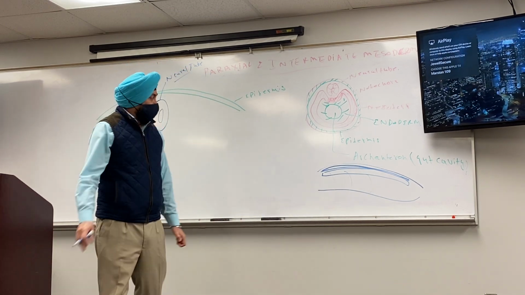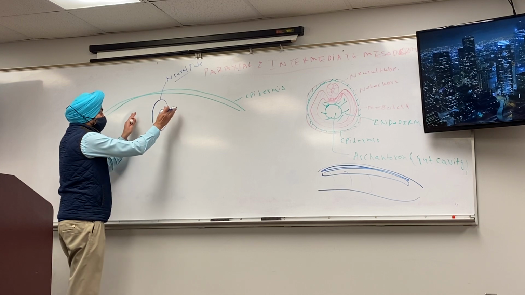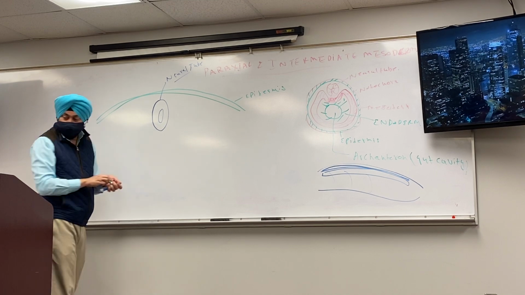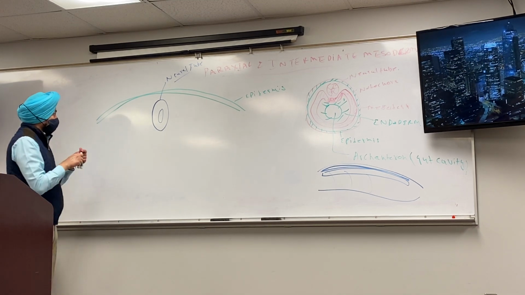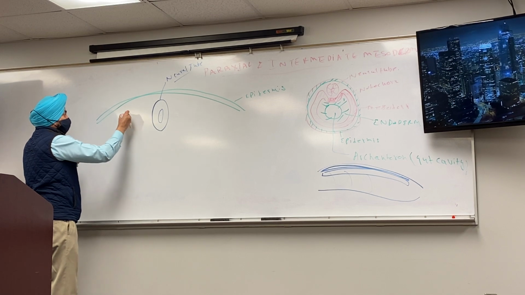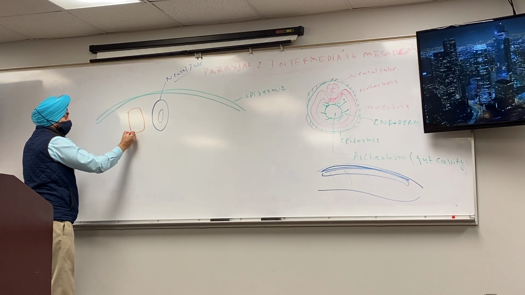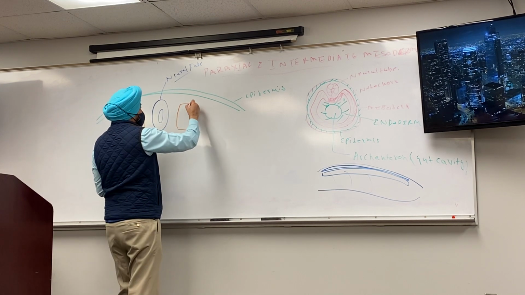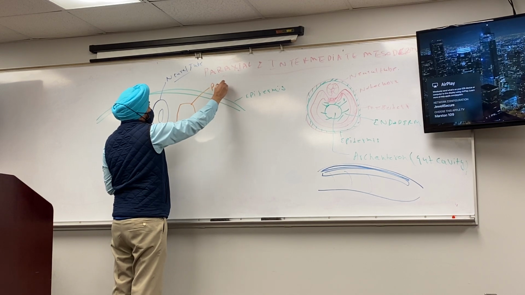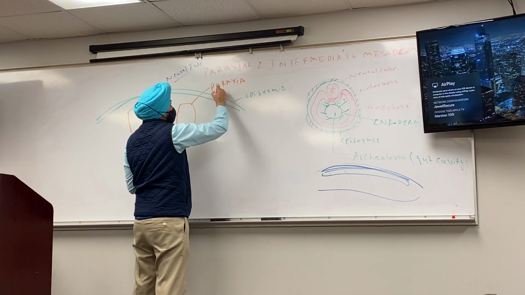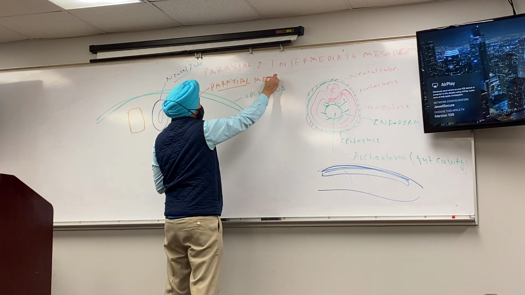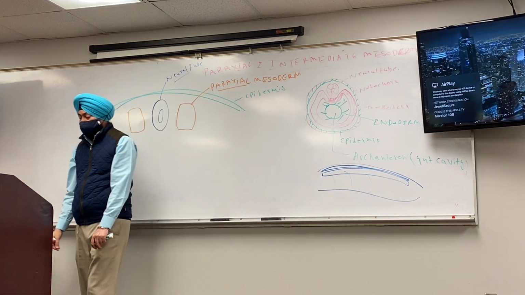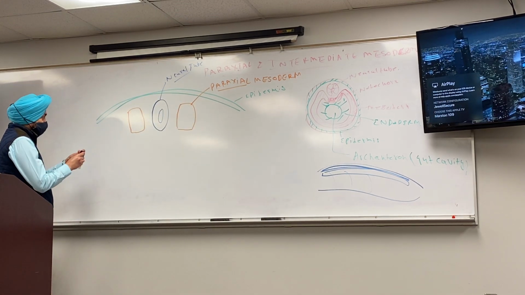Now, what happens is that the mesoderm that is next to the neural tube on both sides will be called paraxial mesoderm. Paraxial mesoderm.